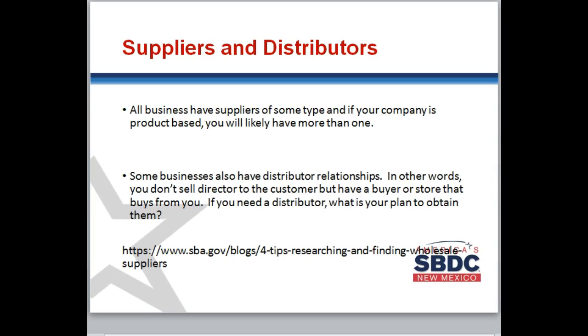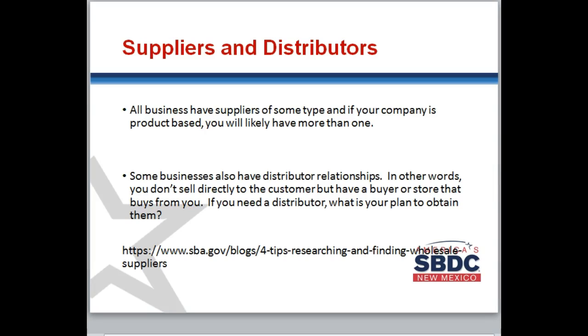Next is suppliers and distributors. All businesses have suppliers of some type, and if your company is product-based, you will likely have more than one supplier. Some businesses also have distributor relationships. In other words, you don't sell directly to the customer, but you have a buyer or store that buys them from you. If you need a distributor, what is your plan to obtain one?